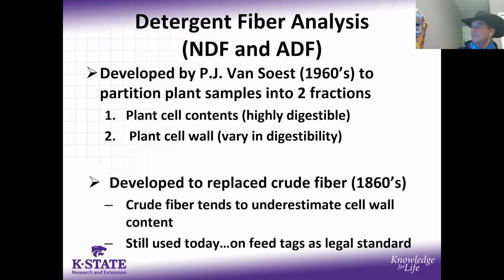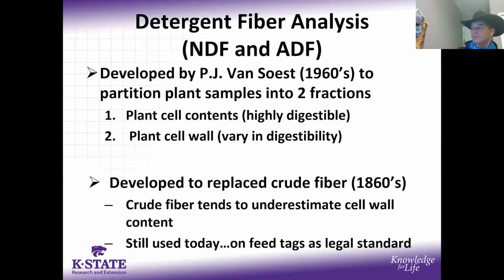On detergent fiber analysis, we have NDF and ADF. That's neutral detergent fiber and acid detergent fiber. These are just two components of the detergent fiber system. This was developed by Dr. Van Soest at Cornell University. Basically it partitions plant samples into two fractions: the cell contents, which are highly digestible, and the plant cell wall, which varies in digestibility.